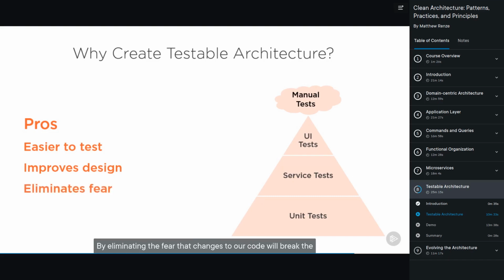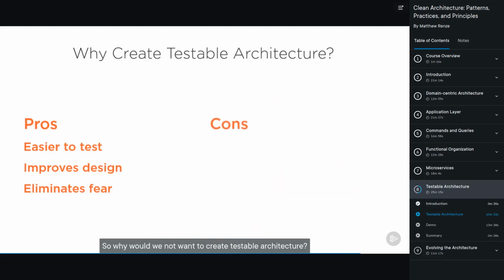By eliminating the fear that changes to our code will break the code, we're much more likely to embrace change, continuously refactor our code to improve it, and keep our architecture clean. So why would we not want to create testable architecture? Honestly, there are very few reasons I can think of to not want to create testable architecture. In fact, testability is probably one of the biggest selling points in my opinion for adopting clean architecture practices.